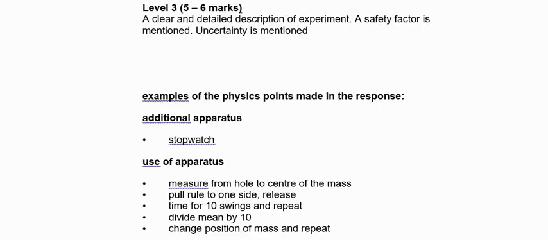So, you were suggested to include additional apparatus, and there was no way to actually measure time in the apparatus given to you. So, just mentioning that you need a stopwatch is going to contribute towards your answer. How are you going to ensure that you get the data from the question? Well, you're going to have to time how long it takes for 10 swings. You're going to measure from the hole to the center of the mass along the meter rule. You then need to say that you're going to change something. You need to have identified your independent variable. In this case, that's the position of the mass.